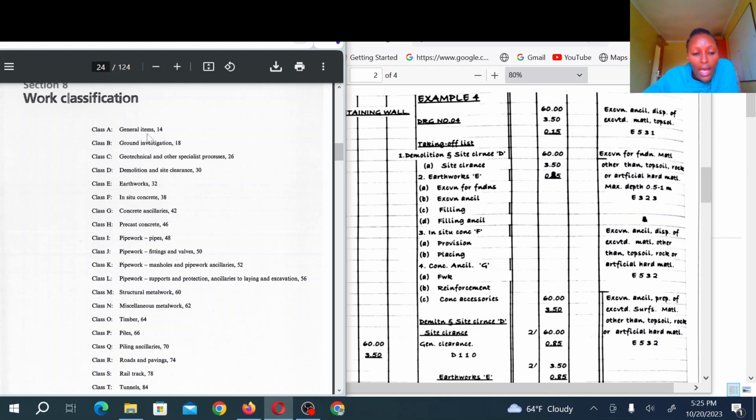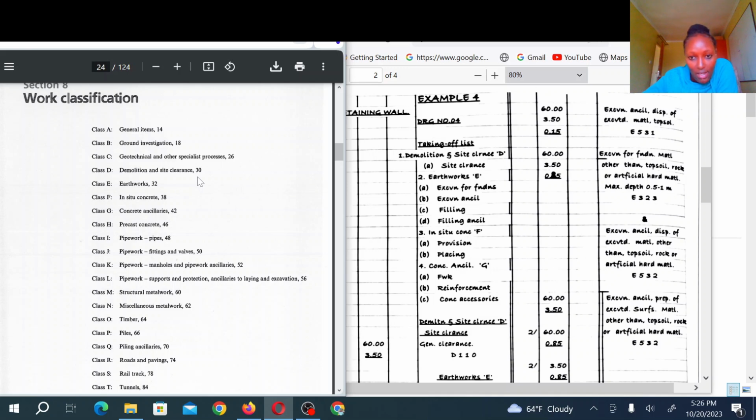You'll just go through these classes and ask yourselves, are there general items when you're taking off? No. Then we have ground investigation. That one is not in the retaining wall. Geotechnical and other specialist processes? No. So the first one we'll come across is the demolition and site clearance.